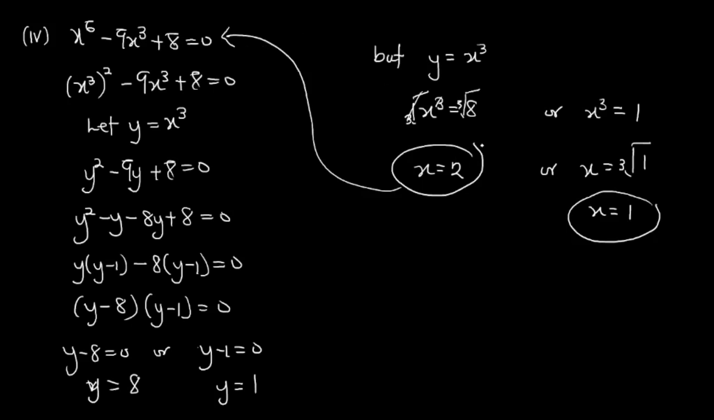So let's try that out. So if we place 1 in here, 1 power 6 is still 1, minus, if we place 1 here, it's still 1 multiplied by 9 is still 9. So 1 minus 9 will give us negative 8 plus positive 8 is equal to 0. So we see that it satisfies this equation. And if we substitute 2 as well, we are still going to get 0 as our answer.